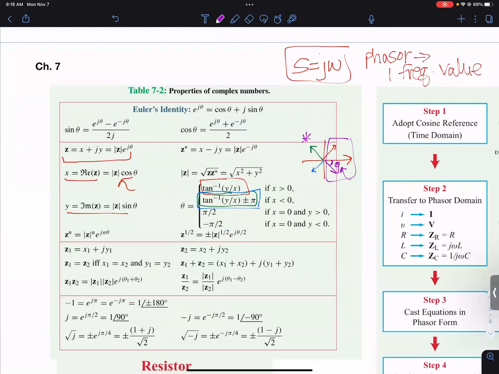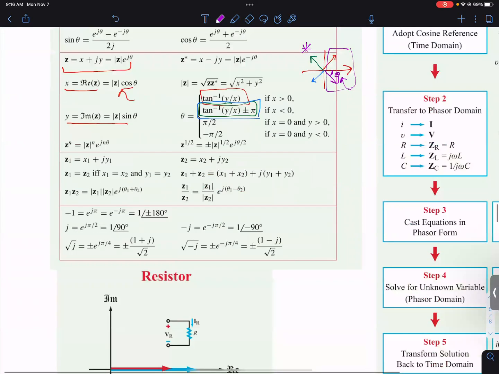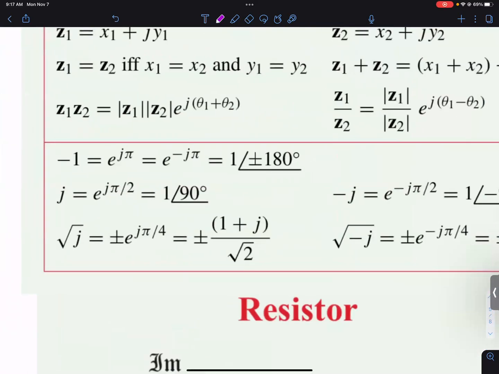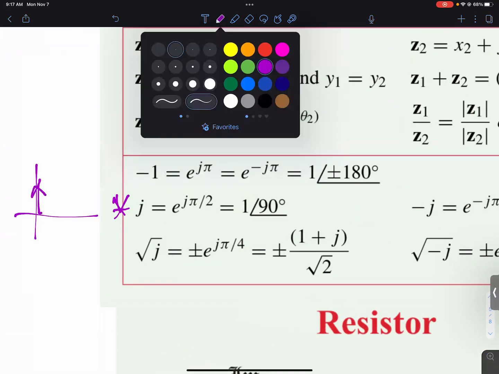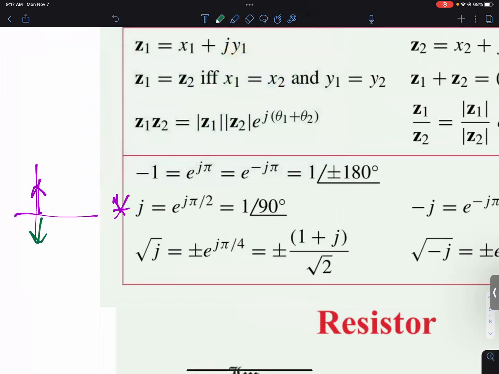All right. Other properties that are really useful, j is going to be just angle 90 degrees. It's one up. And a negative j will be an angle of minus 90 degrees. And that is when your vector is just straight up or straight down.